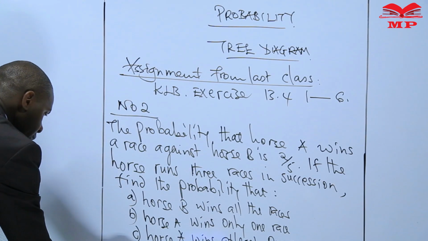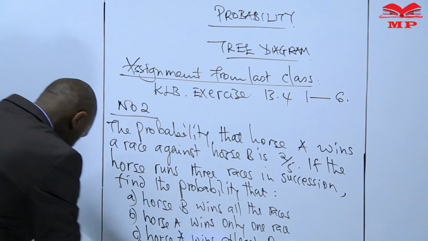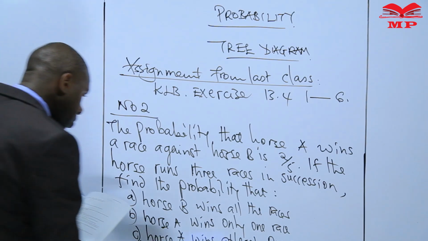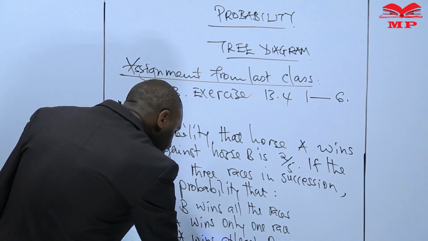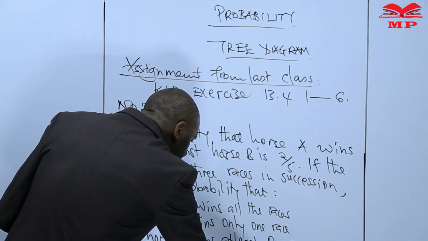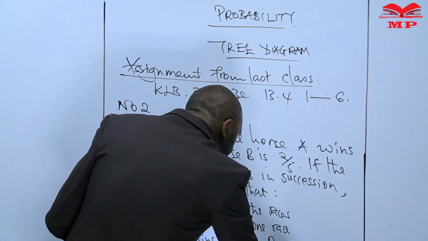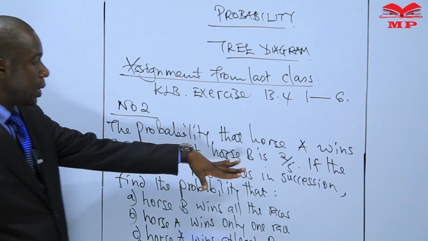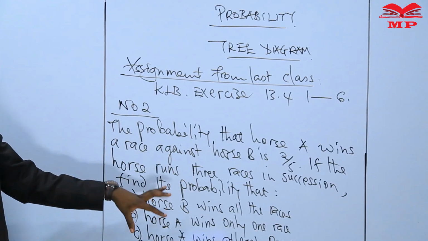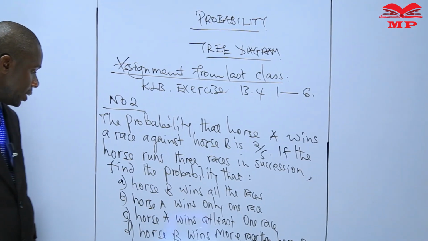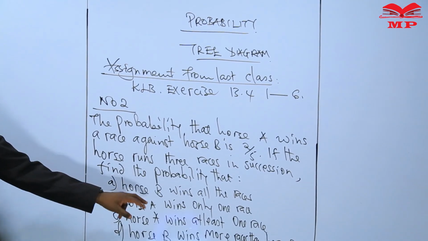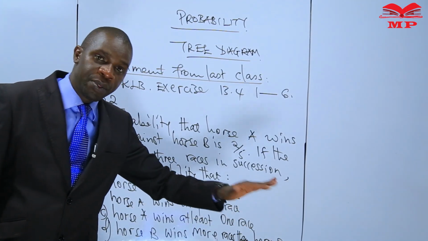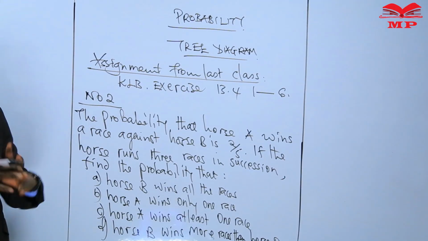D, horse B wins more races than horse A. So those are the questions we are dealing with. The probability that horse A wins a race against horse B is 2/5. If horse A runs 3 races in succession, find the probability that horse B wins all the races, horse A wins only 1 race, horse A wins at least 1 race, and horse B wins more races than horse A.